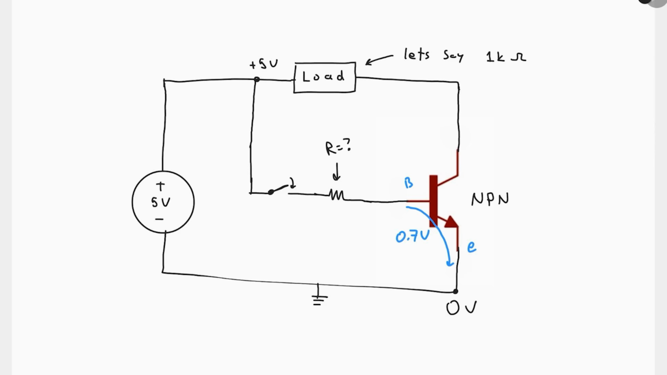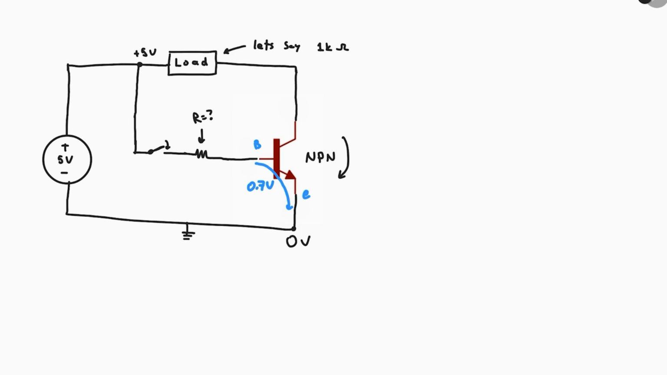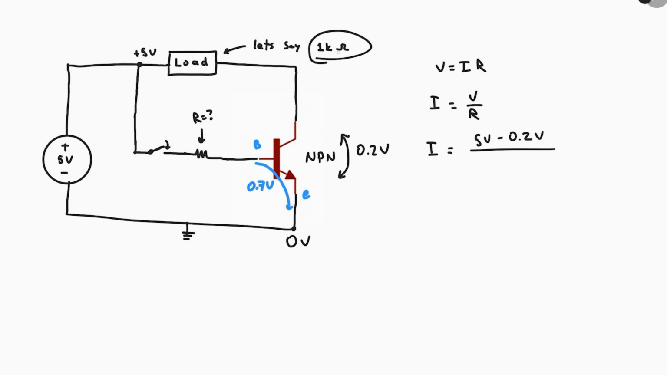We first have to calculate how much current is going through the load when the transistor is on. When the transistor is on, we usually have a 0.2 volt drop across the transistor, or even less. We usually ignore this 0.2 volt drop, but I'm just going to include it. From Ohm's law, we can find the current to be 5 volts minus 0.2 volts divided by the resistance. We said that the load is just 1K, so we have this much current going through the transistor from collector to emitter.